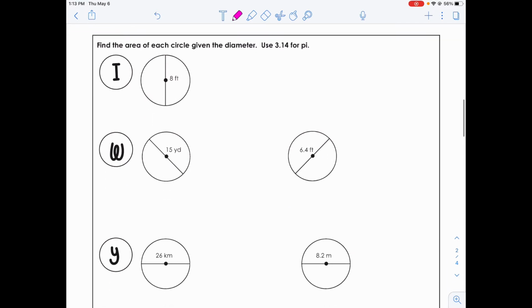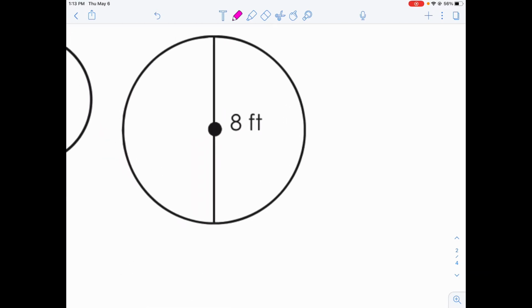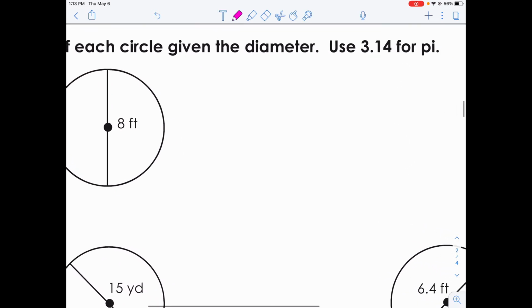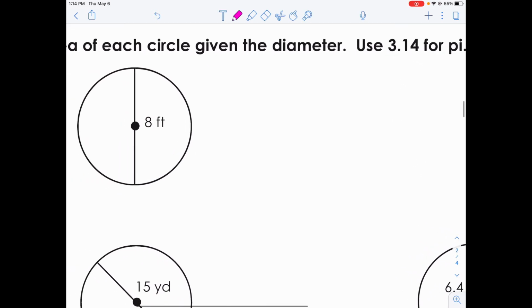All right, on our next page, you'll notice in our circle, this is not the radius. This is a line segment that passes from edge to edge of my circle, and it passes through the center, which means that the measurement that they've given me is not the radius, but rather the diameter. Remember from our last unit, the diameter is made up of 2 of a radius.